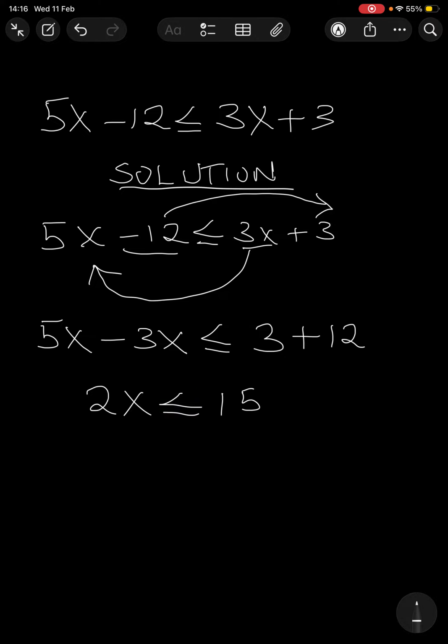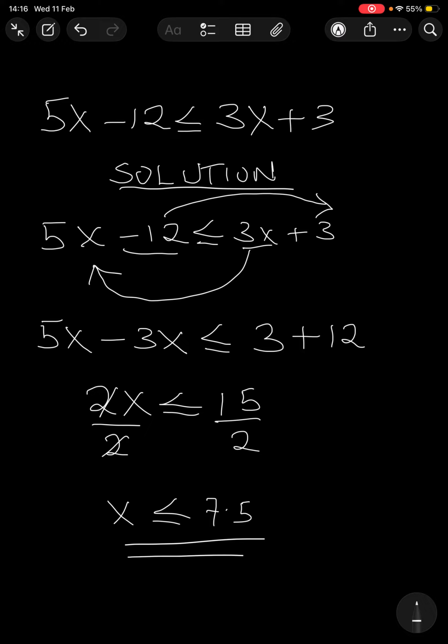Can we make x the subject? So you divide both sides by 2. So x is less than or equal to 15 divided by 2, which is 7.5. And this is the final answer. If we were to divide by a negative number, we would have changed the direction of the inequality sign. But in our case, we have a positive number. So if you divide both sides by a positive number, we don't change the inequality sign.